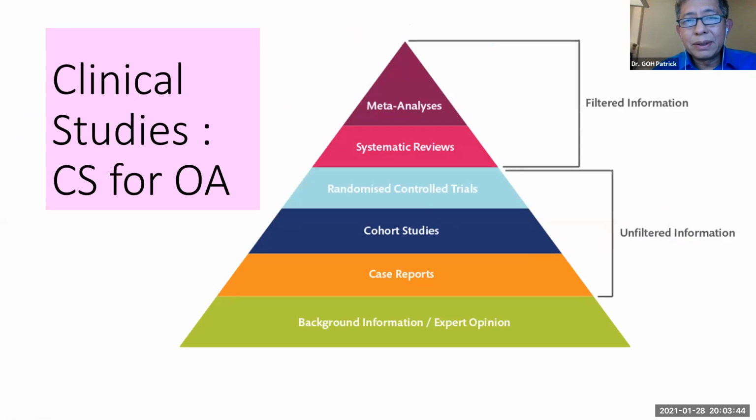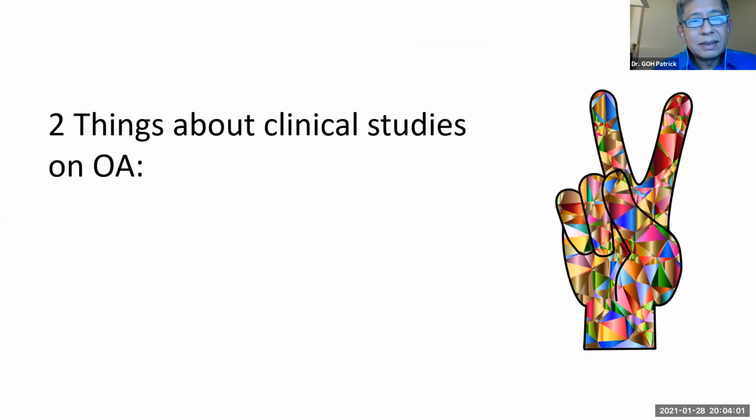Where the top of the pyramid represents higher quality evidence. Filtered information means you're analyzing, doing a meta-analysis or systematic review, and unfiltered is at the bottom. And what I'm going to do is just take the top level studies at the upper levels, right?